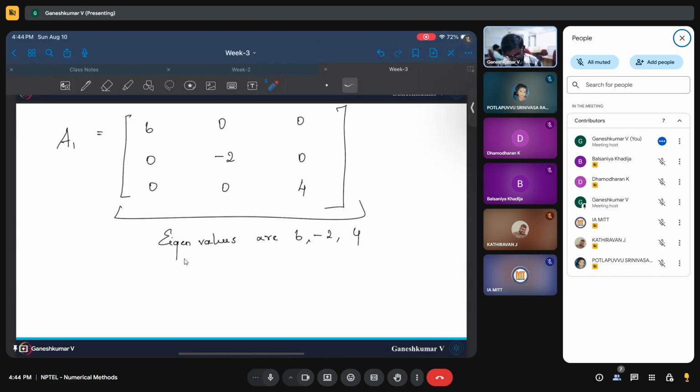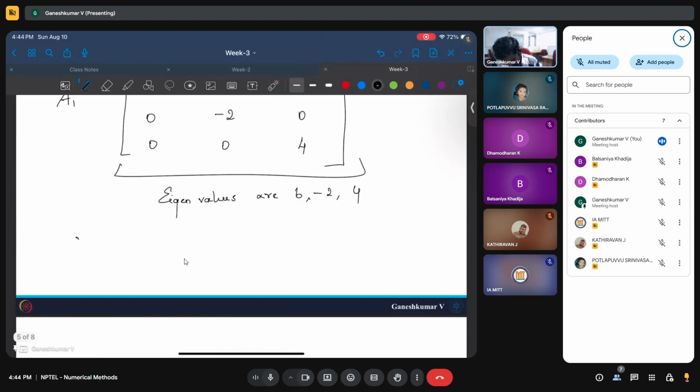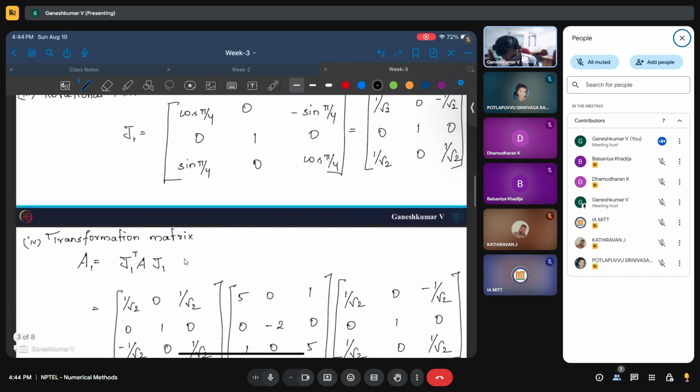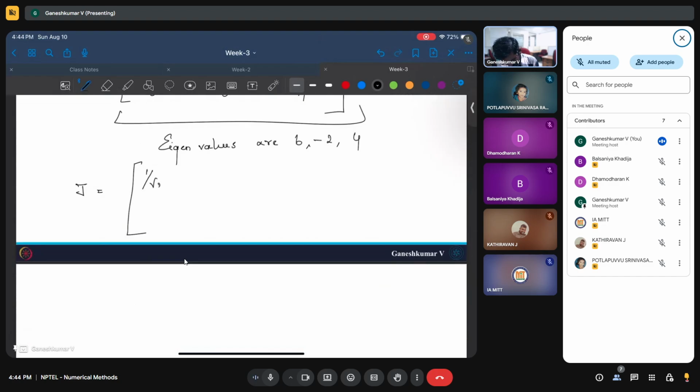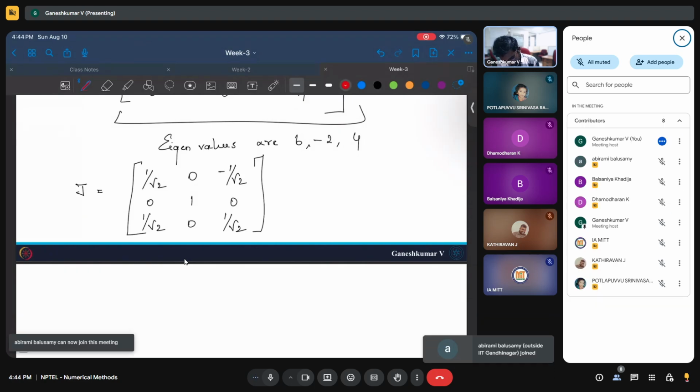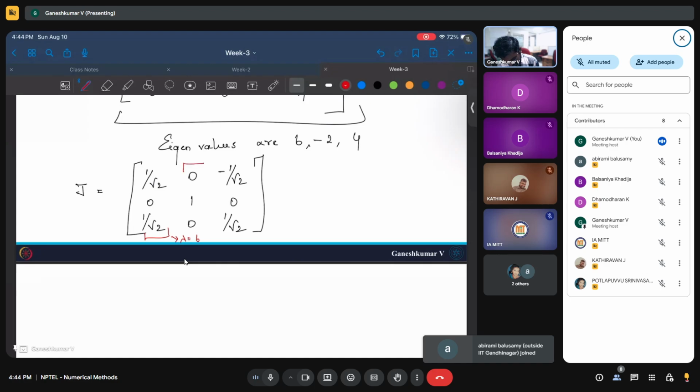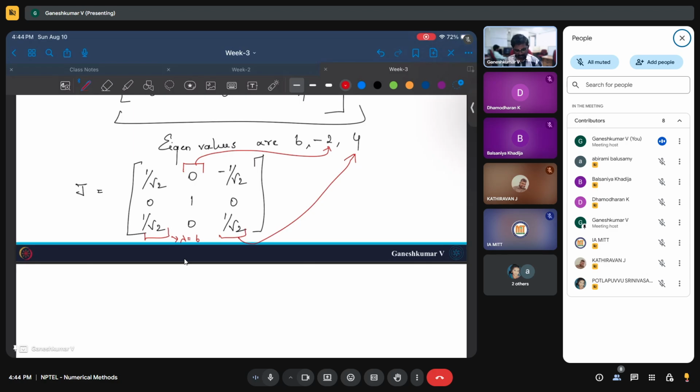Now the eigenvector is simple. What you have to do is, this J matrix is your eigenvector, where we already found the J matrix. It's 1 by root 2, 0, 1 by root 2, 0, 1, 0, minus 1 by root 2, 0, 1 by root 2. So basically, this one corresponds to lambda equal to 6, this one corresponds to lambda equal to minus 2, and this one corresponds to lambda equal to 4. Okay, these are the eigenvectors.